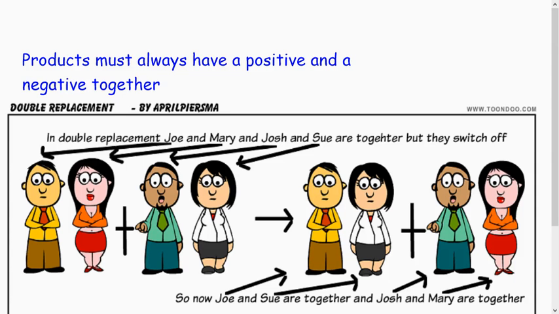When you're doing these reactions, keep in mind that every compound you write must have a positive and a negative ion paired up. You can never have two positives or two negatives together.